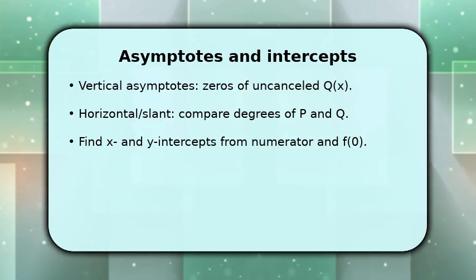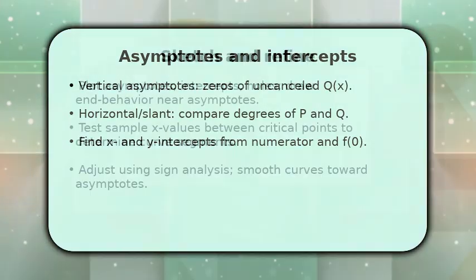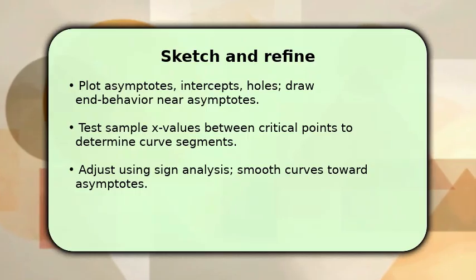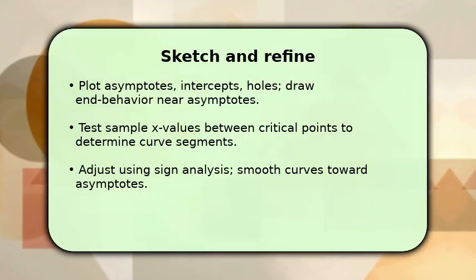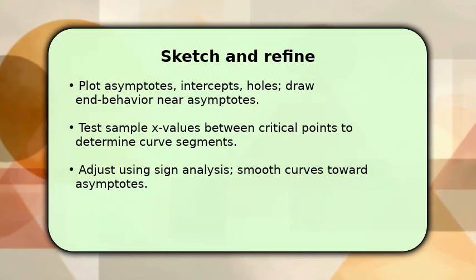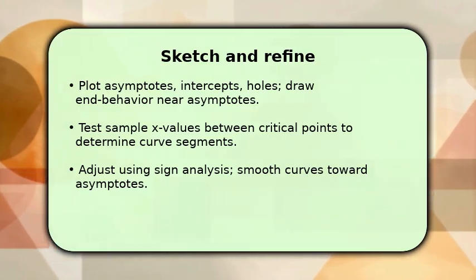Finish by sketching segments with the asymptotes and points as anchors. Start near leftmost behavior and move right, testing sample x values in each interval between vertical asymptotes and holes so you know whether the graph is above or below the axis. This step explains why the curve connects the points the way it does.